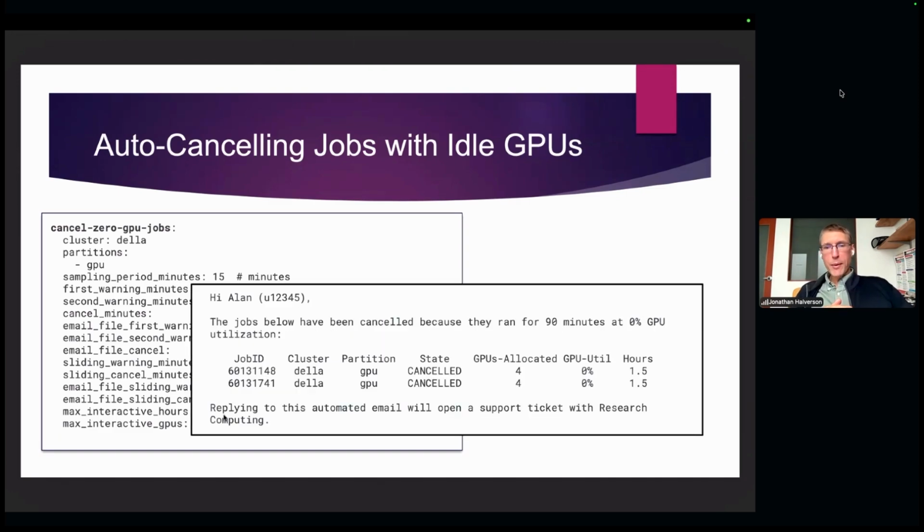When a user gets their job canceled, they get 2 warnings, and then they'll finally get this cancellation email. And it's just telling them that the job ran for 90 minutes at 0% utilization, and so it was canceled.